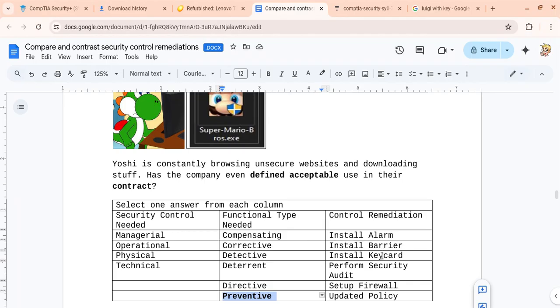Okay, install alarm, barrier, keycard, those are physical. Perform a security audit, that may be part of like a pen test or evaluation or something. Okay, set up a firewall. Updated a policy. Okay, here they don't have a definition of an AUP or of acceptable use policy. So if you know AUP, the terminology, then you would probably get this one correct. AUP would be in a contract, and it is a definition.